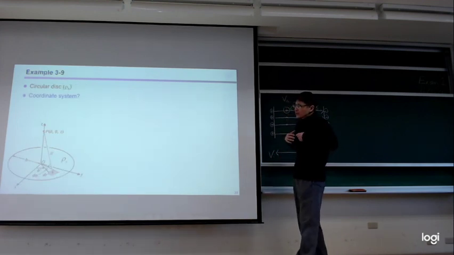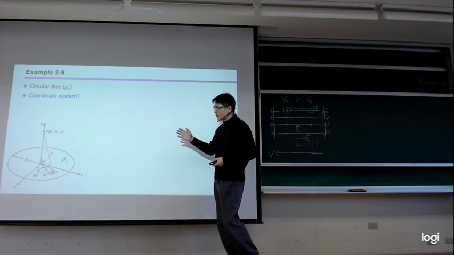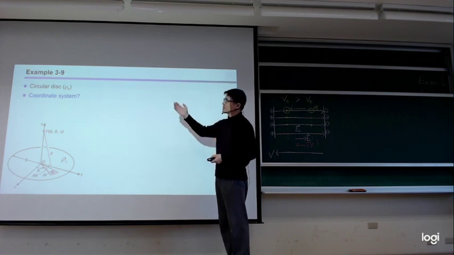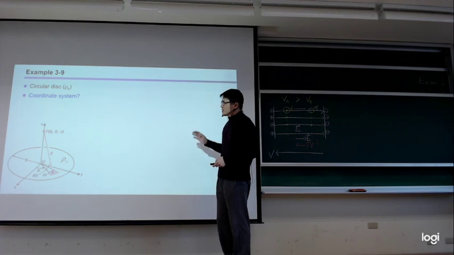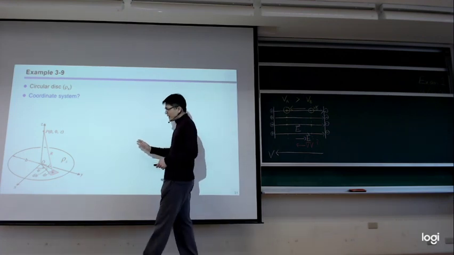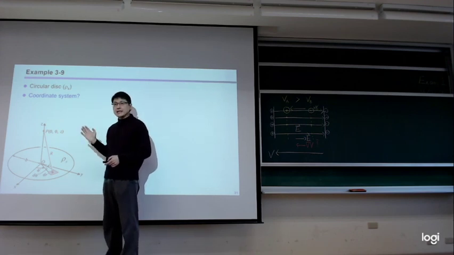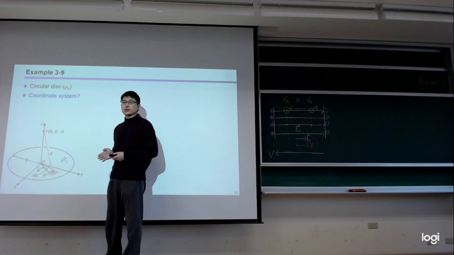So, just to try to convince you, I am going to walk you through a simple example. It's example 3-9 in your textbook. So eventually we want to know the E field intensity. But first, let's calculate the scalar electric potential, and then perform the gradient.